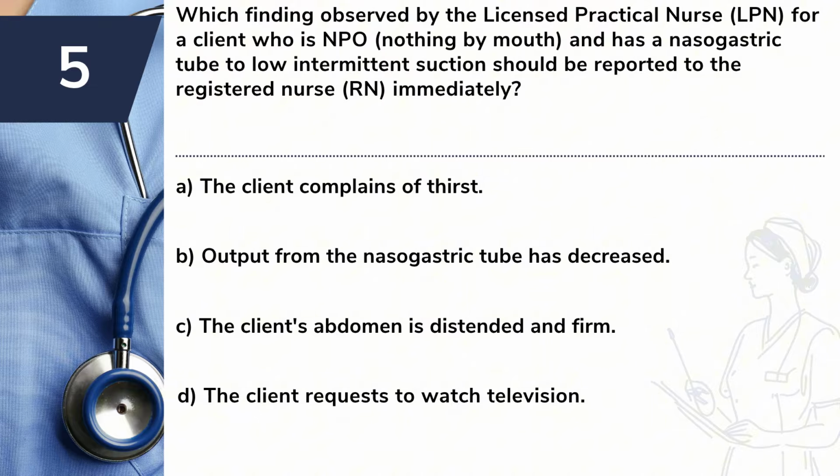Question 5. Which finding observed by the licensed practical nurse, LPN, for a client who is NPO, nothing by mouth, and has a nasogastric tube to low intermittent suction should be reported to the registered nurse, RN, immediately?